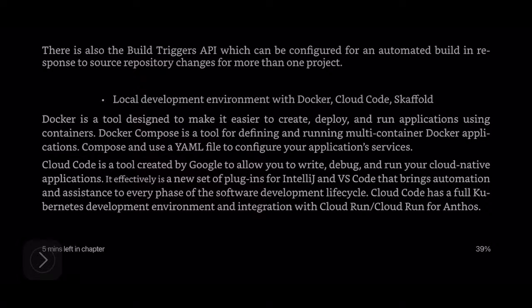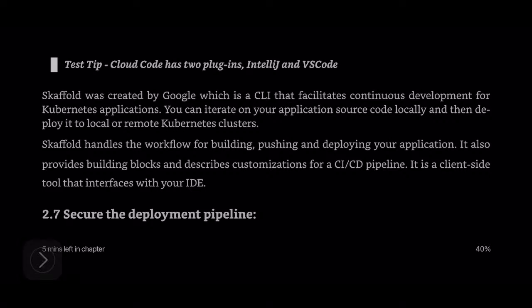Cloud Code is a tool created by Google to allow you to write, debug, and run your cloud-native applications. It effectively is a new set of plugins for IntelliJ and VS Code that brings automation and assistance to every phase of the software development lifecycle. Cloud Code has a full Kubernetes development environment and integration with Cloud Run for Anthos. Test tip: Cloud Code has two plugins, IntelliJ and VS Code. Scaffold was created by Google, which is a CLI that facilitates continuous development for Kubernetes applications.